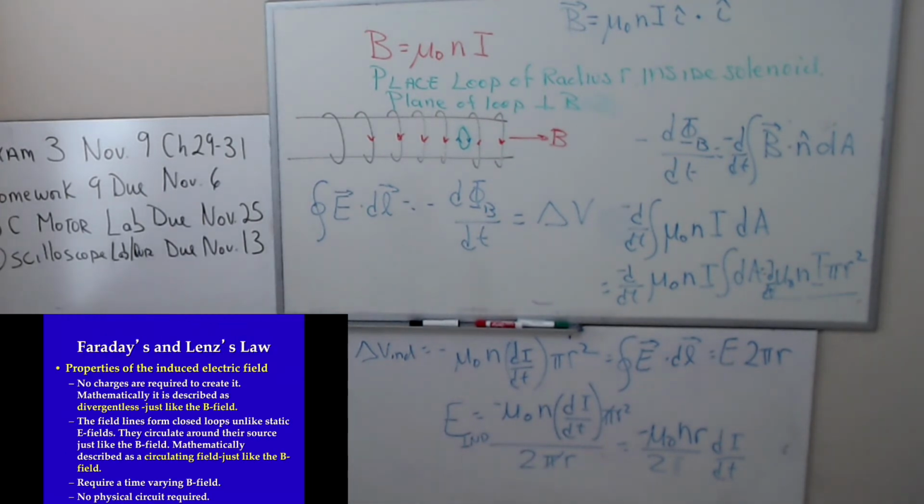This electric field requires no charges to create it, and mathematically, you say it's divergenceless, just like a magnetic field. The field lines form closed loops.